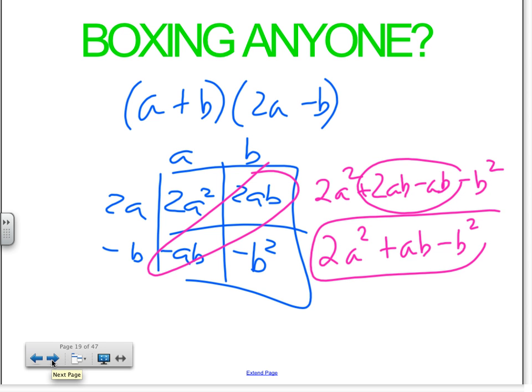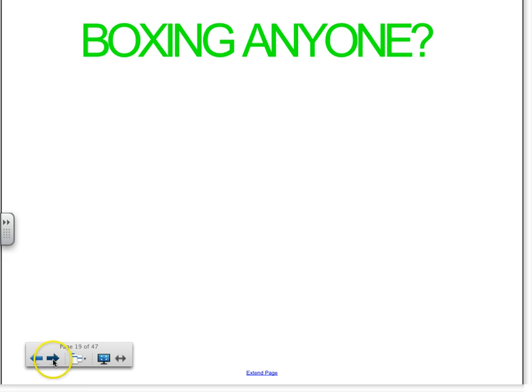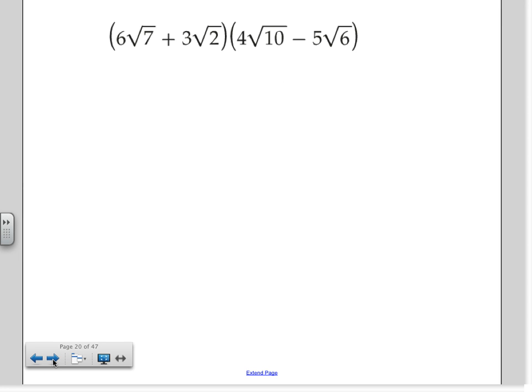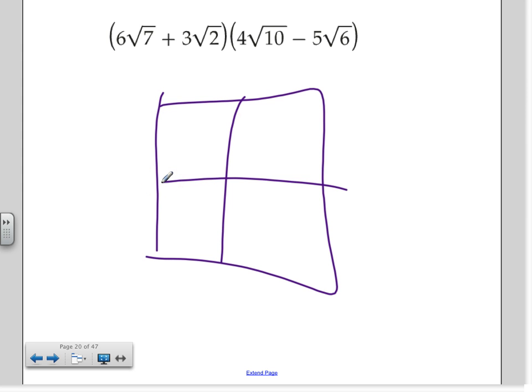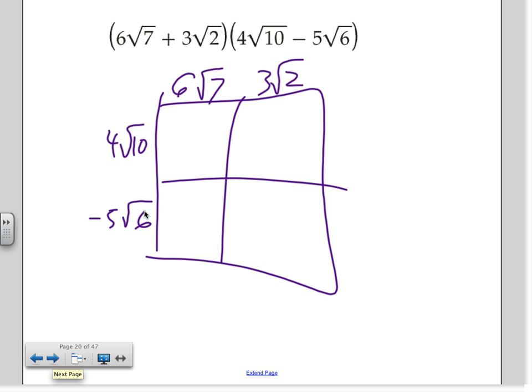I want to remind you about that again because when it comes to radicals, we can still use the box. What size box do you think we could use? It's a 2 by 2 again. So if you're going to be using a 2 by 2 box on this, what do we fill out on the outside of the box? 6 radical 7, and 3 radical 2, and 4 radical 10, and negative 5 root 6. Okay, can you do that? So we got the box set up.